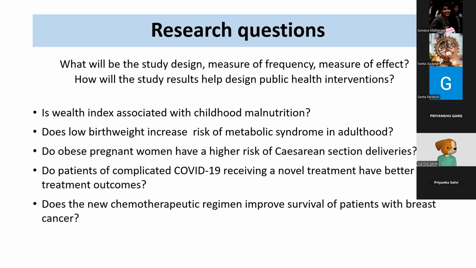So the first question is, I would really want volunteers to think and to tell me, at least to begin with, what study design would be appropriate for these questions. So is wealth index associated with childhood malnutrition? That is, is the wealth index of the family or household associated with childhood malnutrition? So what would be an appropriate study design for this research question? Anyone would like to answer?